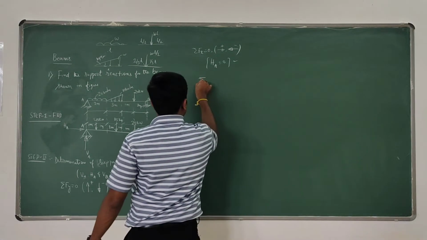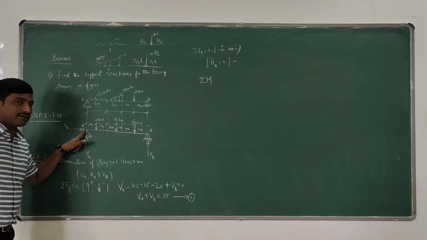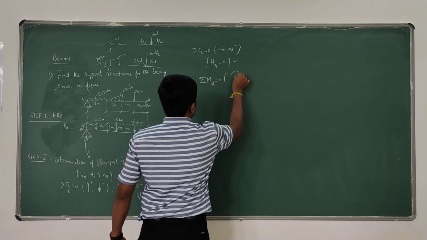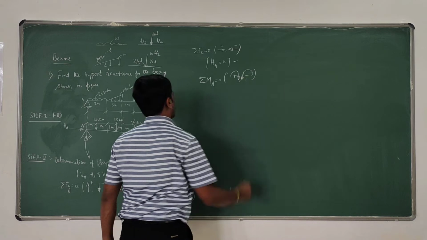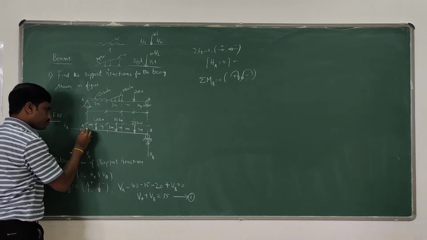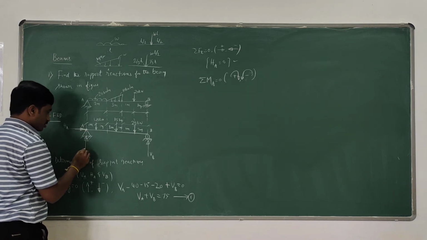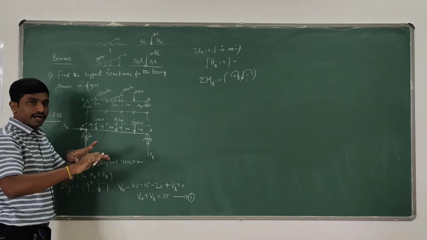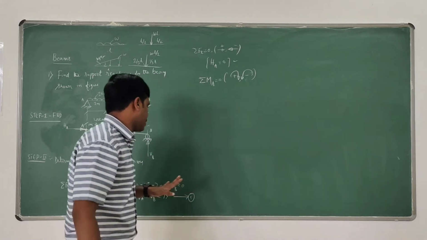Sigma moment equals 0. Sigma moment at any point. Generally we will consider the left hand point A. Sigma MA equals 0. The sign convention is clockwise moment is positive, anti-clockwise moment is negative. With respect to this point, HA is moving along the same line of action, VA is also moving along the same line of action. These two will not create any moment effect with respect to point A.